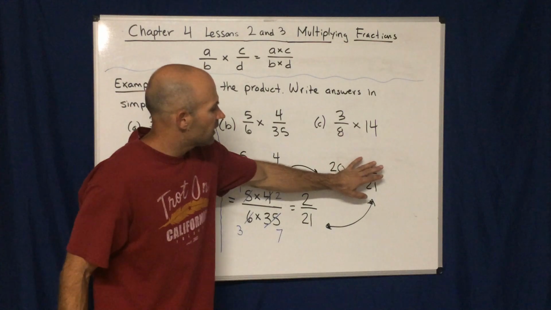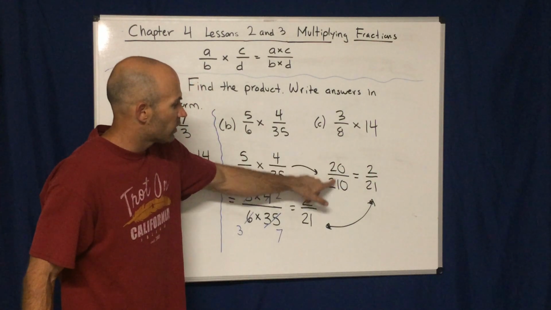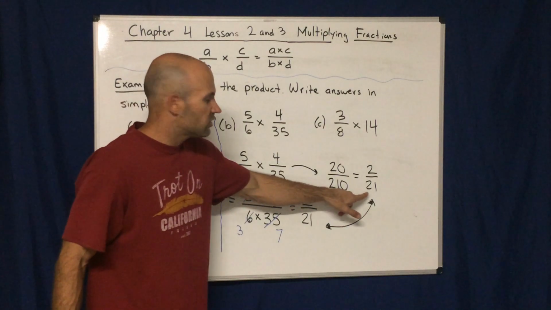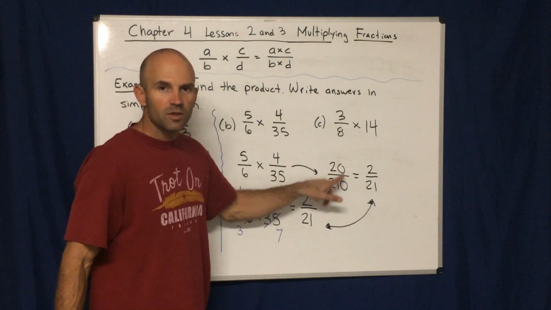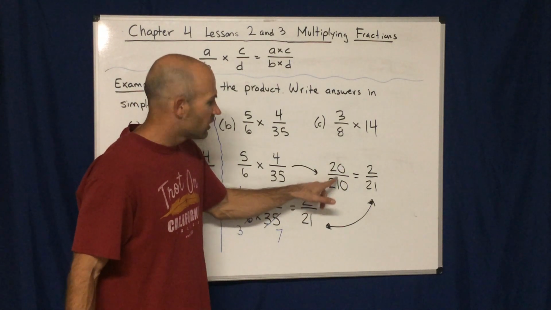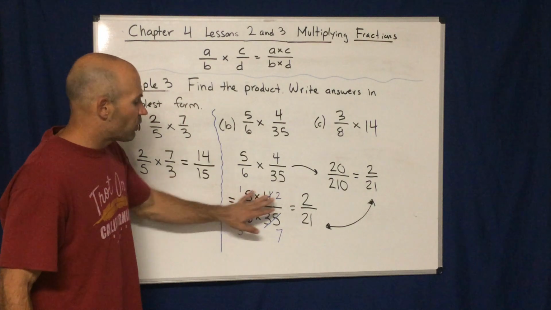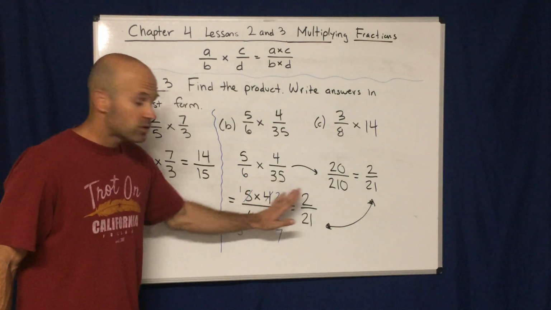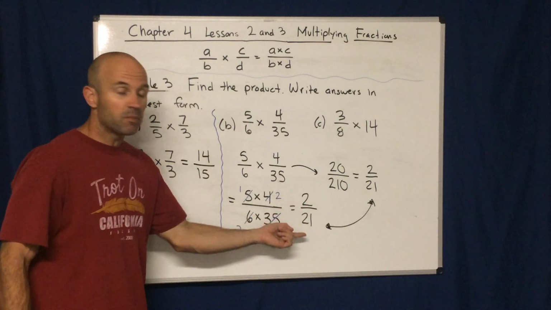In this case, this cancellation wasn't so bad. I'm recognizing that 10 is a common factor of 20 and 210, so this jump wasn't too difficult. But sometimes it can be time consuming to reduce our fractions to simplest form. So here we got a bit lucky. If we did it this way, then we would have done all our cancellations before doing the multiplications, and so that's how we got to this answer, 2 over 21, a bit faster.